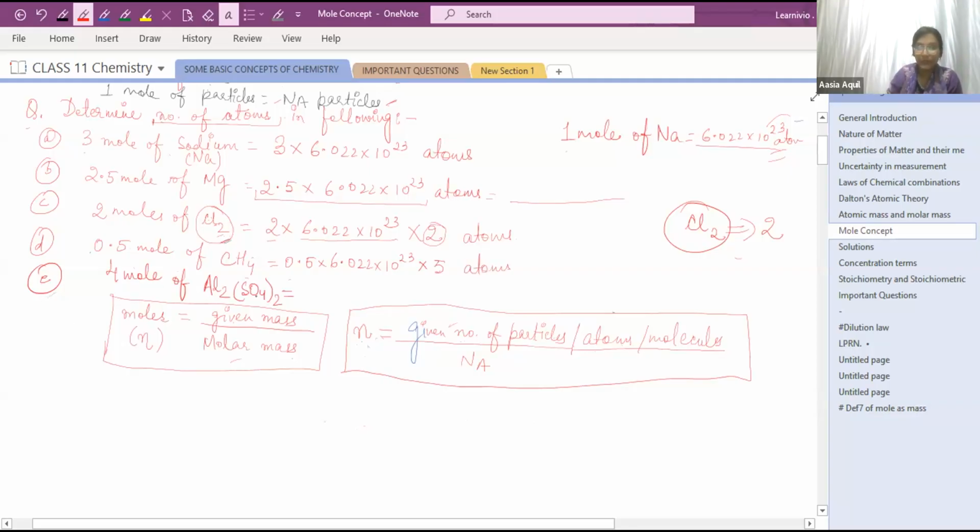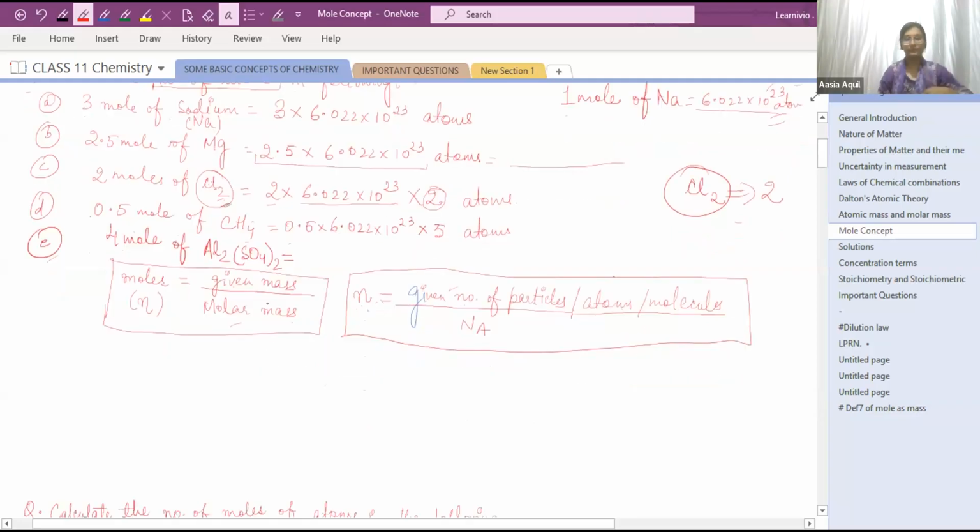4 moles of Al2(SO4)3... 4 into Na into 2 into 2. Why 2 into 2? Just tell me how many total atoms are in this. Very simple. Just calculate how many aluminiums are there. 2 aluminium, right? Open the bracket. So how many sulfur are there?